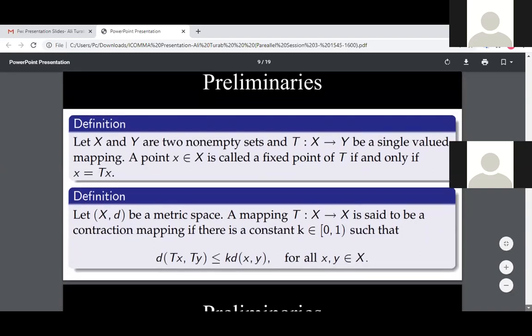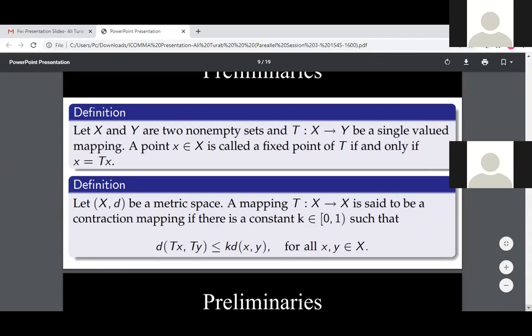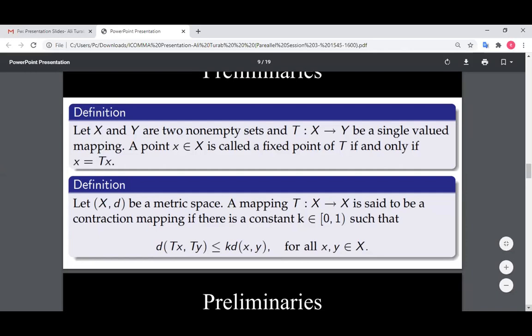The next definition is about the contraction mapping, which is the most important part of our main theorem. Let (X, d) be a metric space, and let T be a self-mapping from X to X satisfying such a condition with a constant contractive coefficient k, which is strictly less than 1. It is called a contraction mapping.